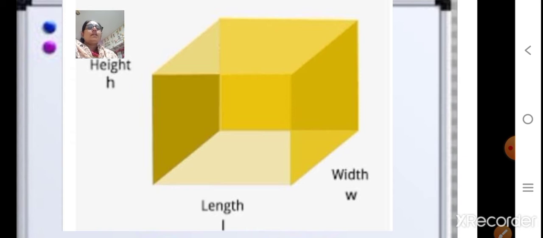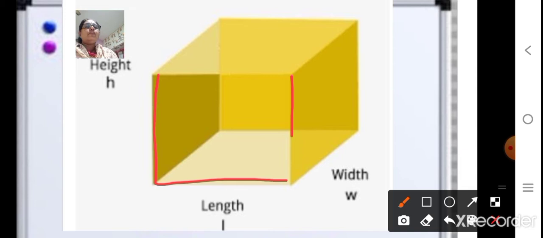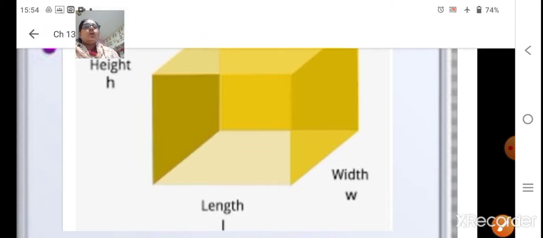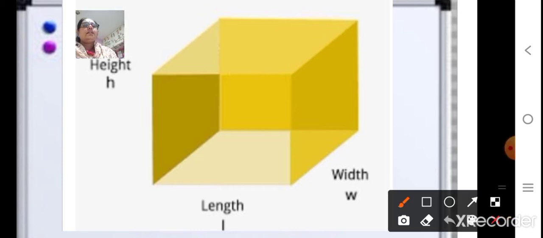Now, this is a cube. It also has 6 faces, 8 vertices, and 12 edges. But here, all the faces are equal in shape, or you can say square in shape. All the faces of a cube are square in shape. It also has length, width, how wide it is, and height.